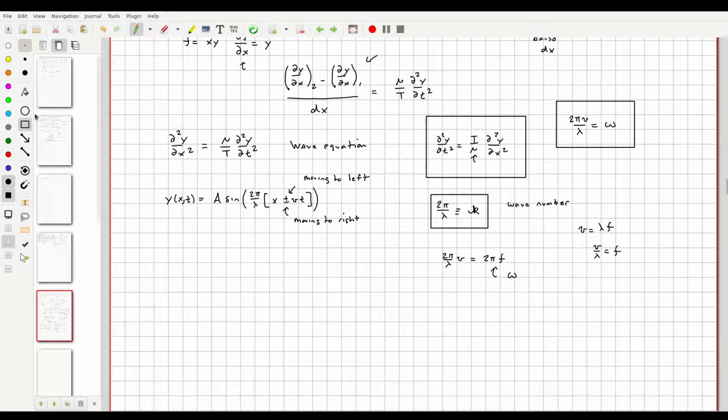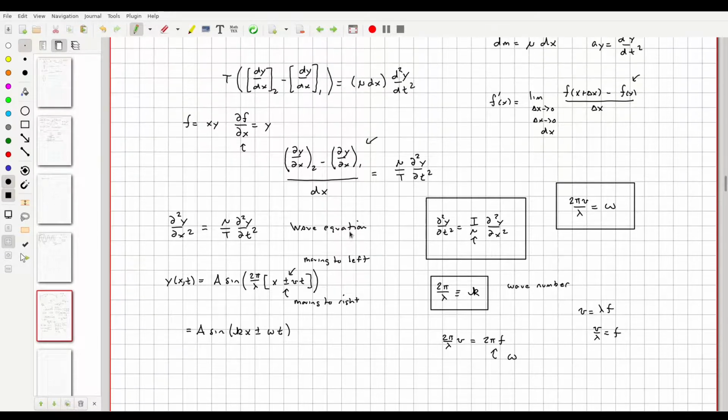So what that means is that when you multiply this through, your solution ends up looking like a sine of k times x plus or minus omega times t, with this being k and this being omega. Now, what's the point of showing you this?